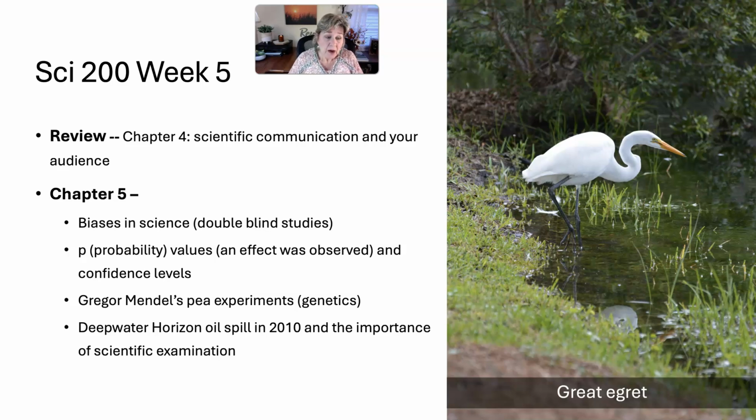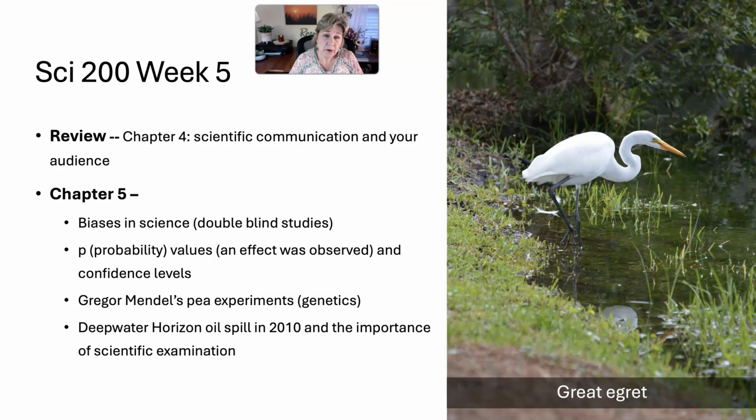this work. Okay, also in Chapter 5, we talk about p-values. So P stands for probability. And what you're looking for is the probability that whatever this phenomenon is that has happened has occurred by chance. And so you want that p-value to be as low as possible.